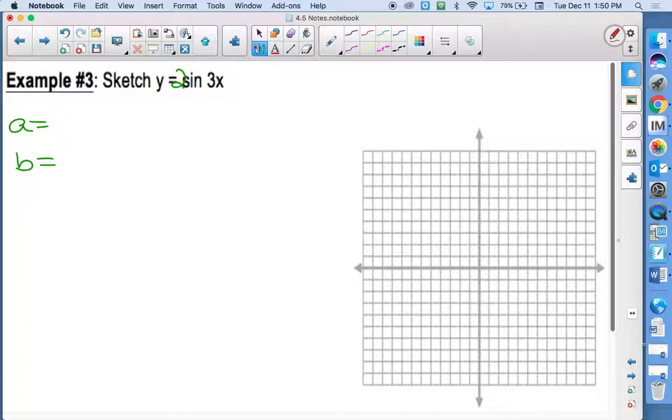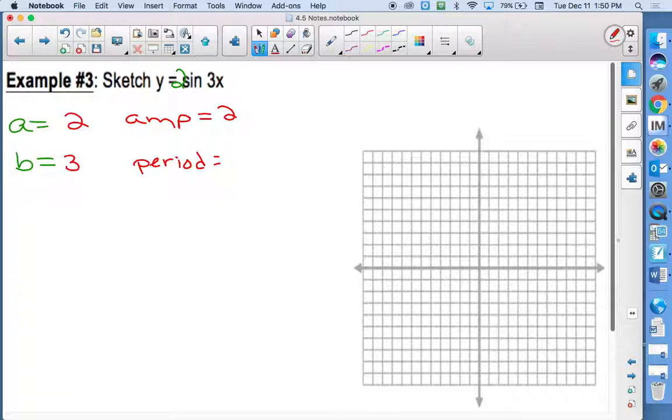So the A value is 2. That means the amplitude is 2. That's the stretch of your graph. How high is it stretched vertically? The B value is 3. How do we find the period?